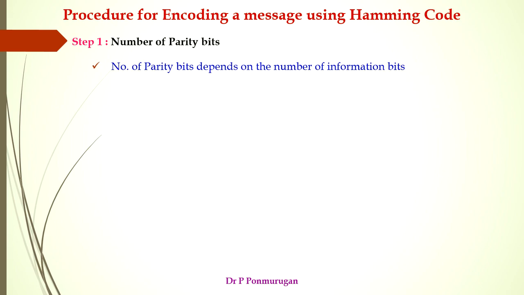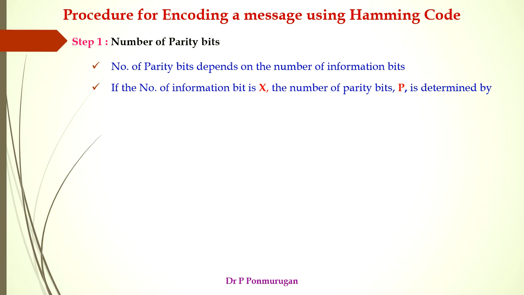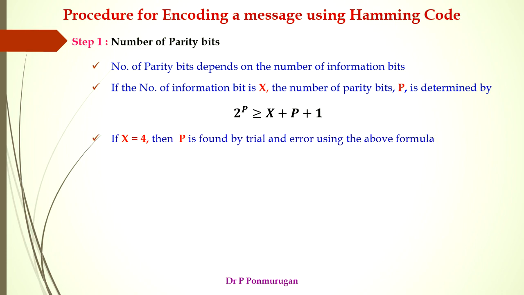The number of parity bits usually depends on the number of information bits. Let us assume the number of information bits is x and the number of parity bits is p. The number of parity bits is determined using this formula: 2^p is greater than or equal to x + p + 1. So if we have an information bit or binary code with 4 bits, then the value of p can be calculated by trial and error method.